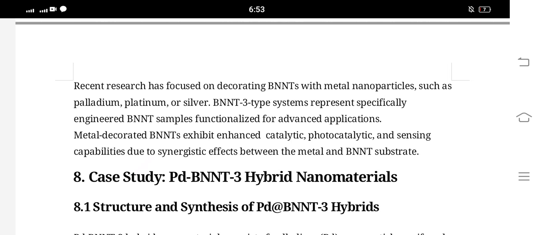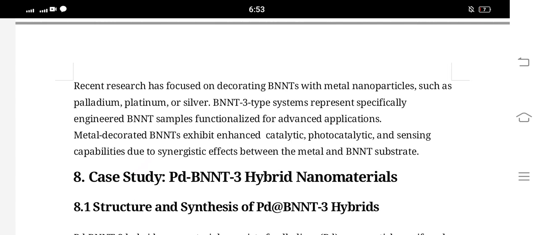This method focuses extensively on metal decorated boron nitride nanotubes, where metal nanoparticles such as palladium, platinum, or silver are deposited onto the boron nitride nanotube surface. These systems are often referred to as boron nitride nanotube hybrid materials, indicating specifically engineered and functionalized boron nitride nanotubes designed for advanced applications. In these hybrid systems, the boron nitride nanotube acts as a stable support, while metal nanoparticles provide the active catalytic or sensing sites.